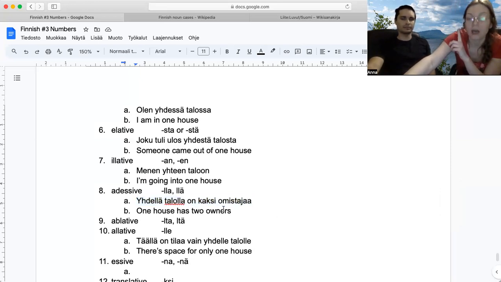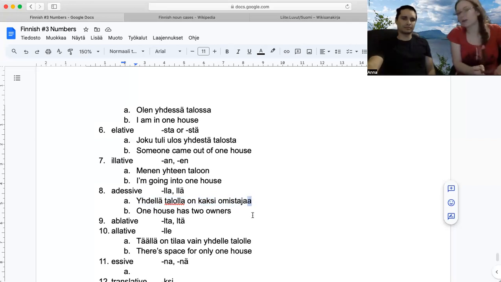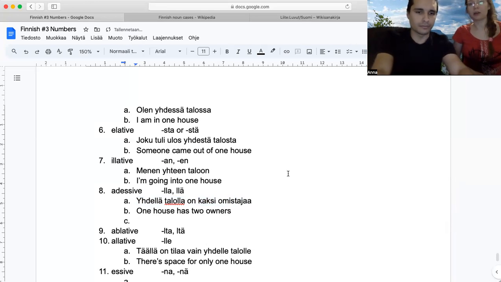And I want to mention also that after the numbers, you always use the noun in the partitive. It's one of the rules when you use partitives. So I think it's relevant here while we're talking about the numbers.